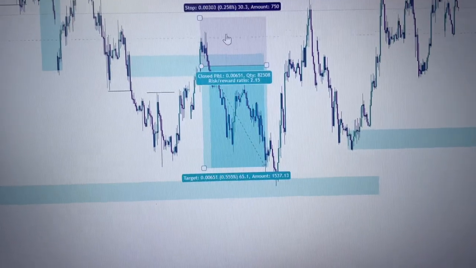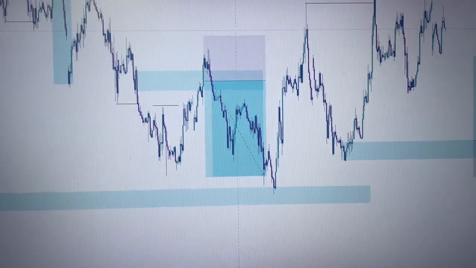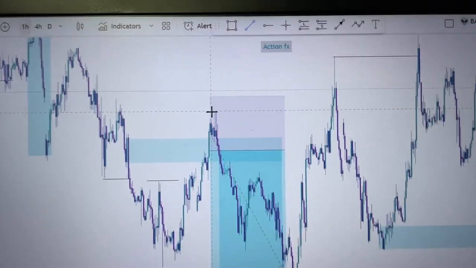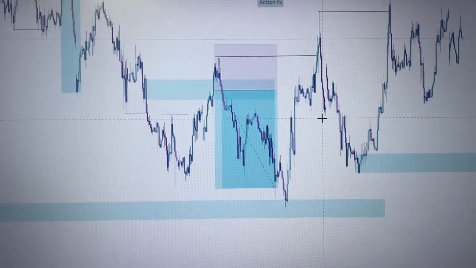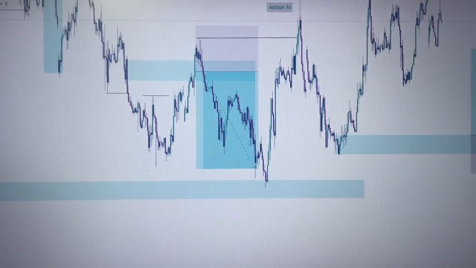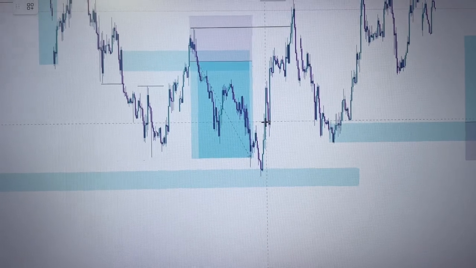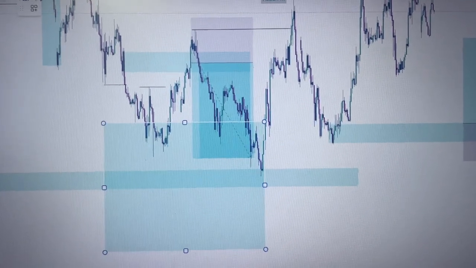So this is what I've actually seen. Price has given a market structure shift from this area, identifying that there are still buyers in the market, and as you can see, price mitigated the demand zone somewhere around here.